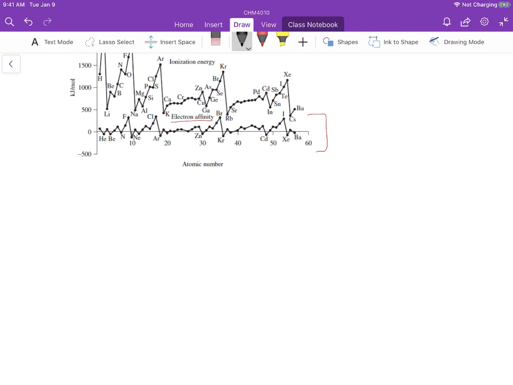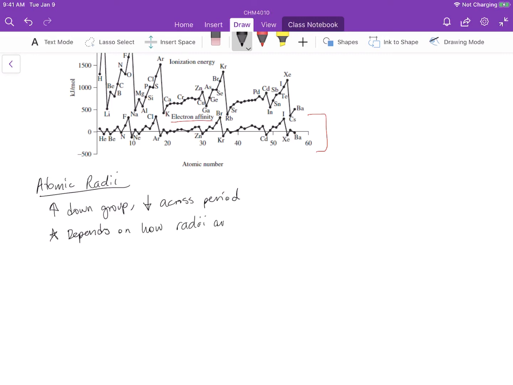Okay, so next we're going to look at atomic radii. So these generally increase down the group and decrease across the period. Couple things to think about. It depends on how you measure the radii. So we could have covalent radii, we could have ionic, or we could have van der Waals.